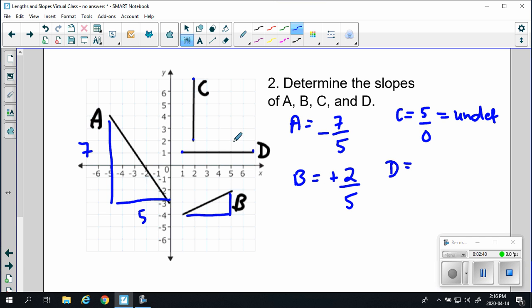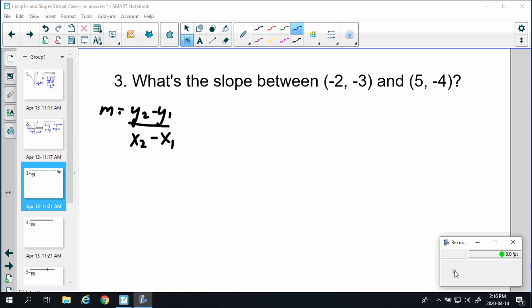The slope is undefined. And for line D, let's look at the rise. Oh, the rise between these points is 0. There's no rise. And the run is 1, 2, 3, 4, 5, 6. So the slope of D is 0. And all horizontal lines have a slope of 0.